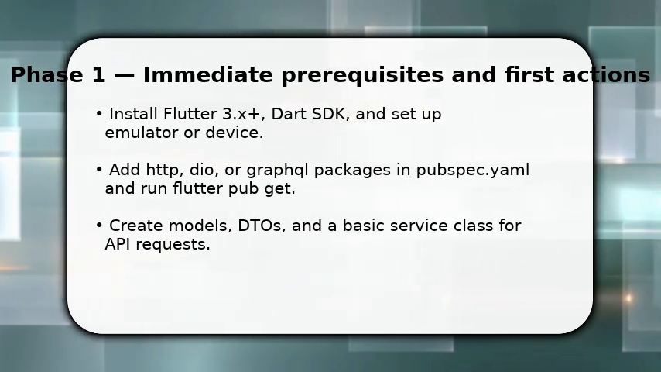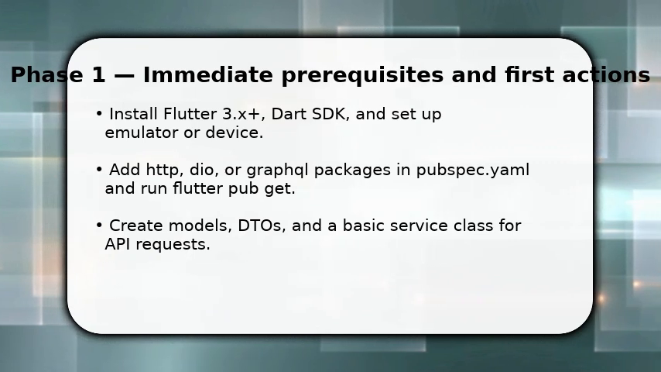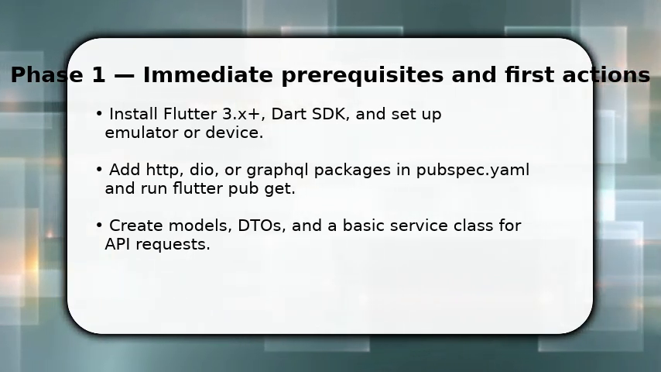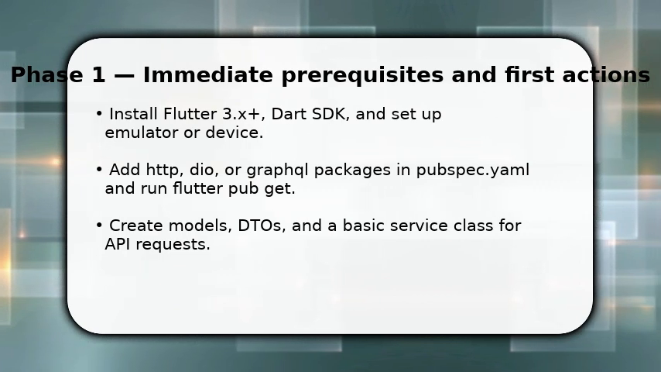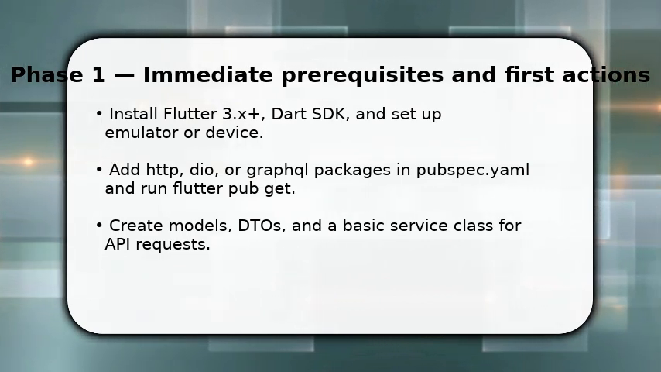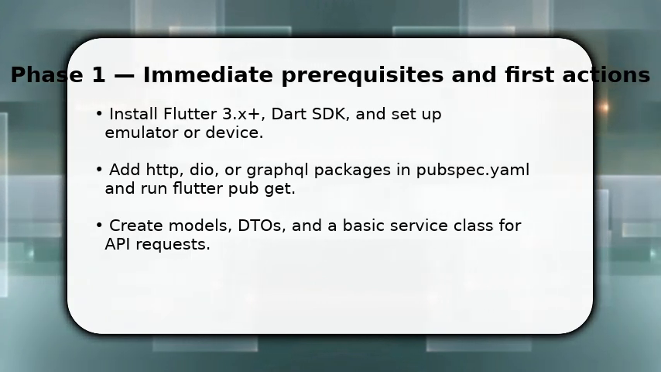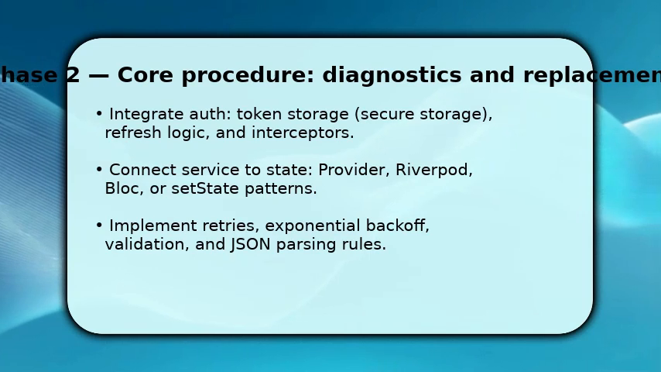You'll define simple models and a DTO to map JSON to Dart objects, then write the first GET request function. This gets you a working round trip fast, reason being, a minimal working API call proves connectivity and shapes the rest of your implementation. Once the basic call works, wire up authentication and state management.